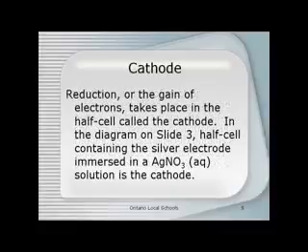The other half cell is known as the cathode. That's where reduction takes place. Reduction is the gain of electrons, and in the diagram on slide 3, the half cell containing the silver electrode immersed in a silver nitrate solution is the cathode.